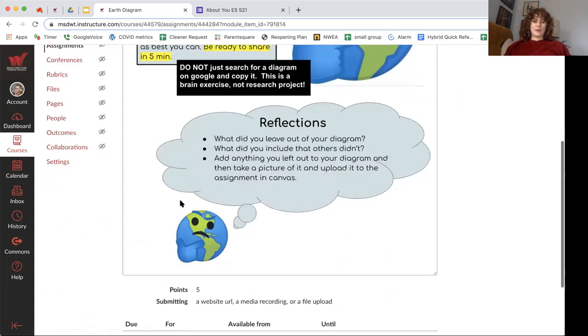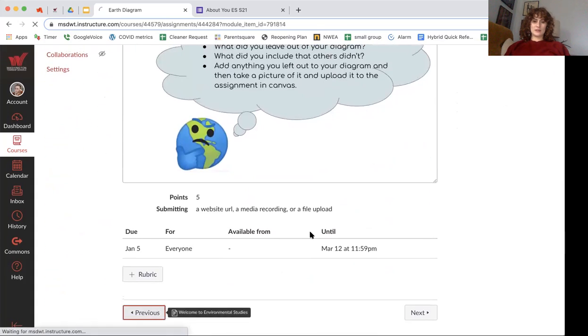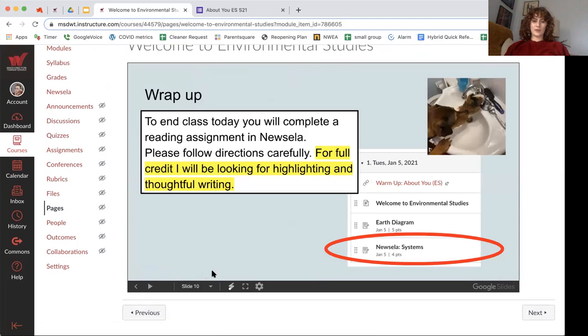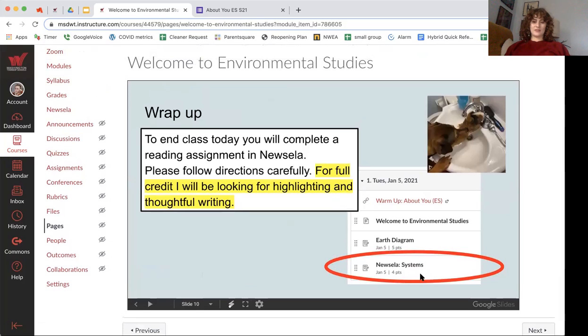I'm going to go back real quick to the slide we left off on. So just to wrap up for the end of class today. So you've got the Earth Diagram assignment, and to end class today, you're going to complete a reading assignment in Newsela. Please follow the directions carefully. For full credit, I'll be looking for highlighting and thoughtful writing.